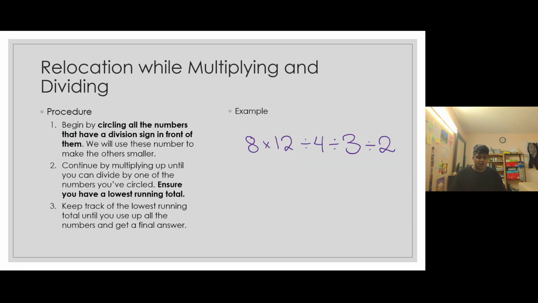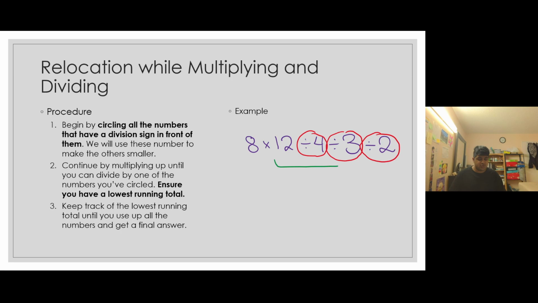So, relocation with multiplying and dividing is a little bit different. Basically, there's another procedure, but it's kind of the same, but not really. We start this time by, again, circling, but this time we're going to circle the divisions, right? So that's step number 1. The reason why we do this is because these numbers are what we're going to use to make things smaller, and so it's good to have them on hand whenever we need them, right?